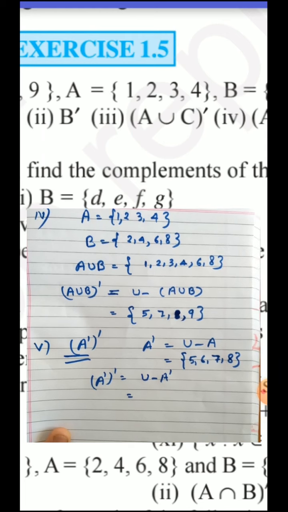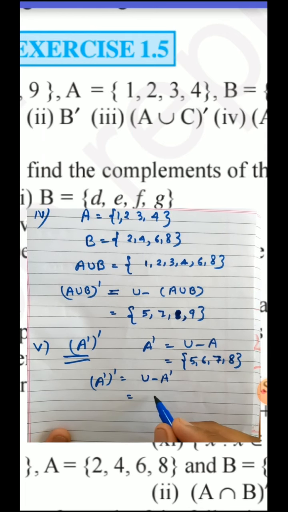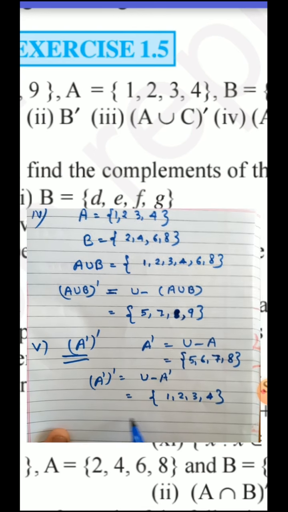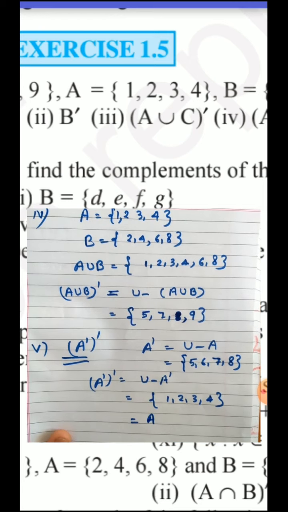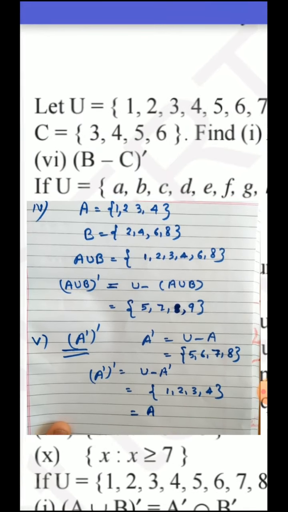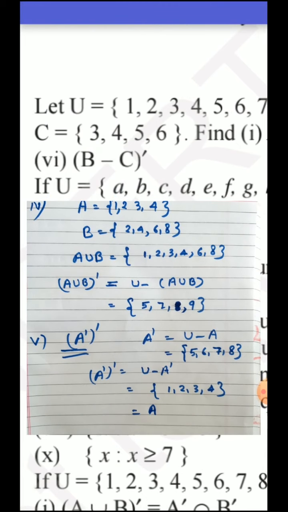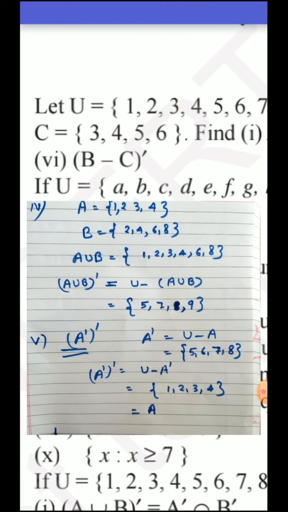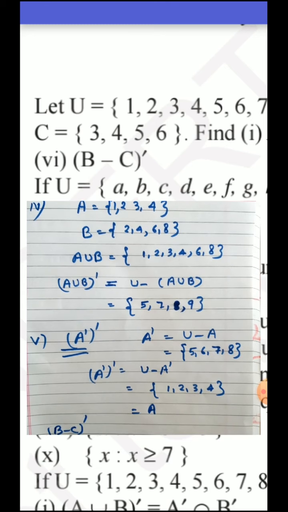Equal to, you will ignore 5, 6, 7, 8. What you will get? You will get 1, 2, 3, 4. Means you will get the same set A. Right? Now the next part, B minus C. My dear student, you have to find out the complement of B minus C.